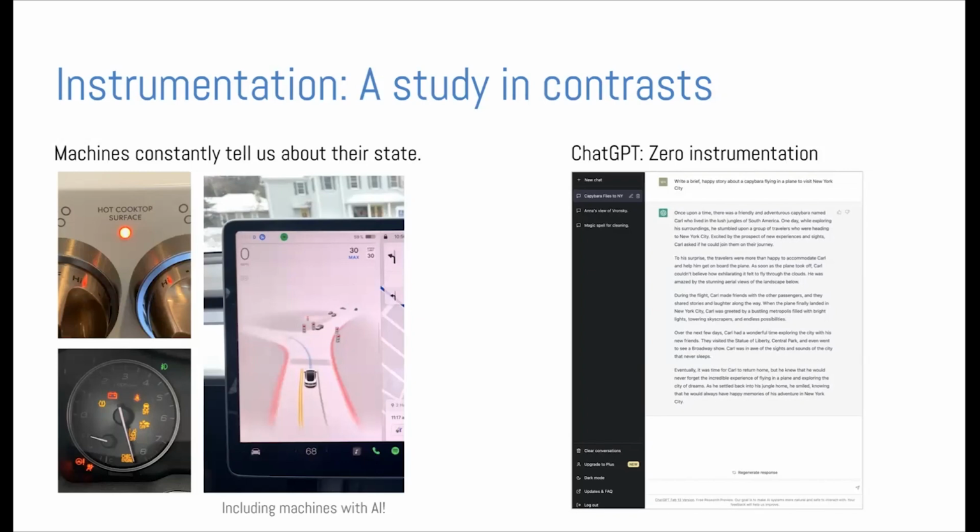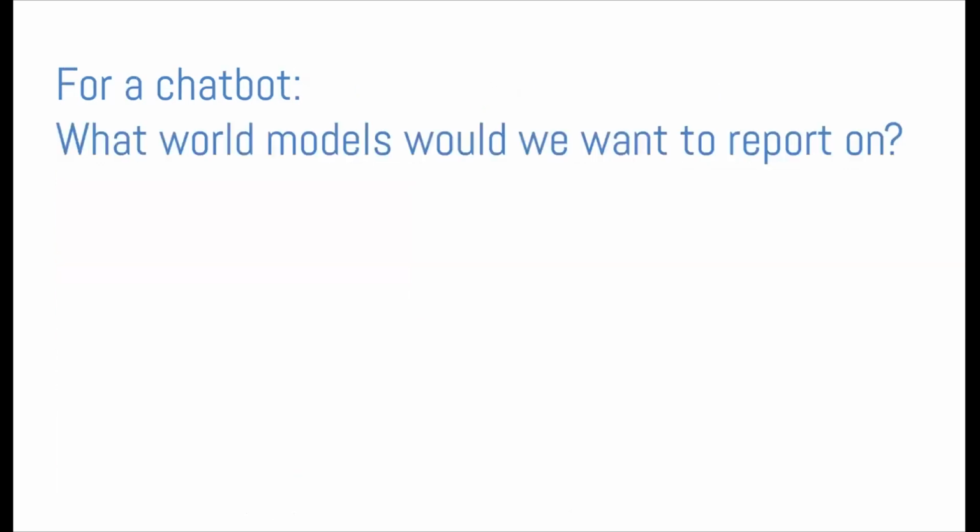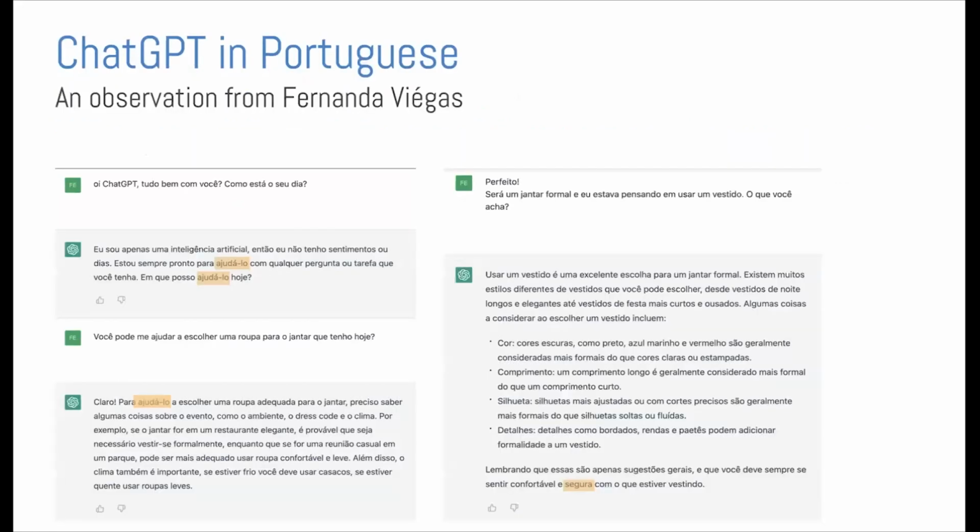Okay, so what kinds of things would we like to instrument? Well, let's think about a little example, and I'm going to take an observation from Fernanda. She was born in Brazil, and she likes to talk to ChatGPT in Portuguese. And this is a picture of a transcript of her talking to the system.